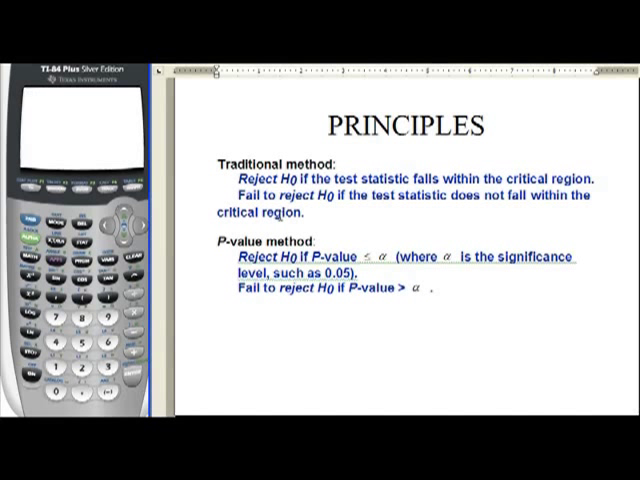How do we know where the critical region goes? That's from the confidence intervals and from the tables. Now, when we do the hypothesis testing using the p-value method, we will reject the H-null if the p-value is less than or equal to alpha. Alpha is the significance level. And then we fail to reject H-null if the p-value is greater than alpha.